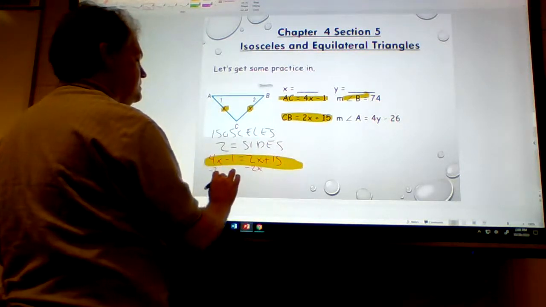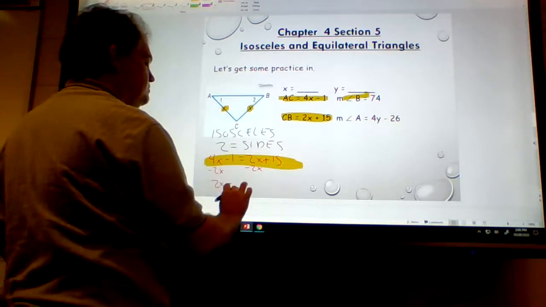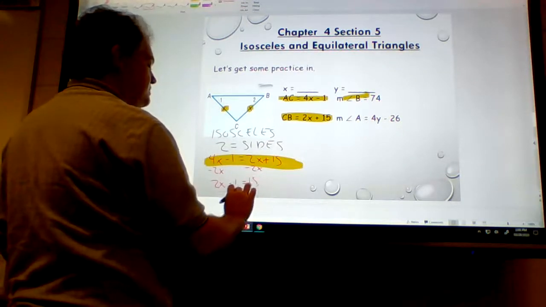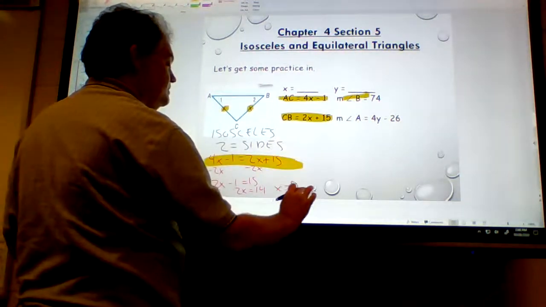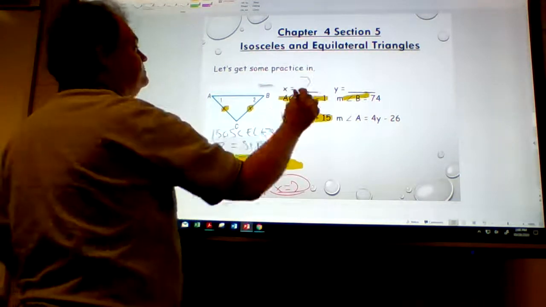Subtract 2x. I'm doing some algebra right here. So I get 2x minus 1 equals 15. So therefore 2x equals 14. So therefore x equals 7. So x equals 7.